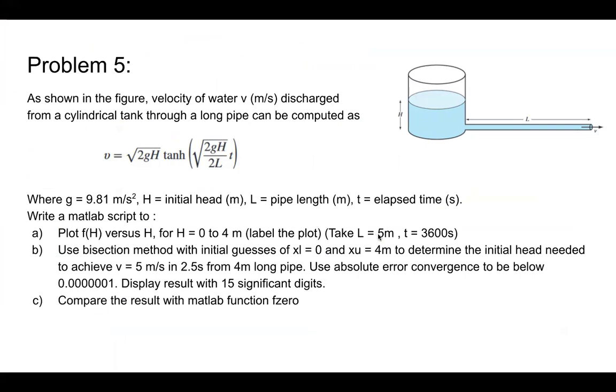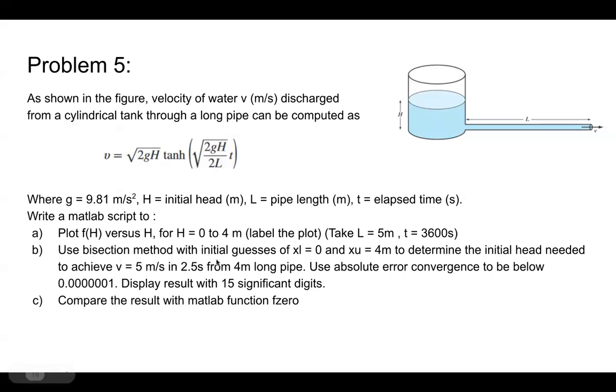And what all do you have? L is given to you, time is given to you. So the only unknown is H. V is a function of H. So now first what we have to do is, for different values of h going from 0 to 4, you have to plot f of h. You have to plot this function. That's the first part.